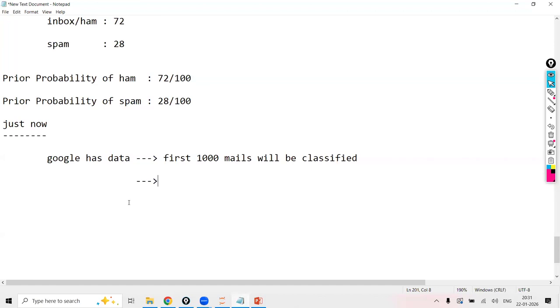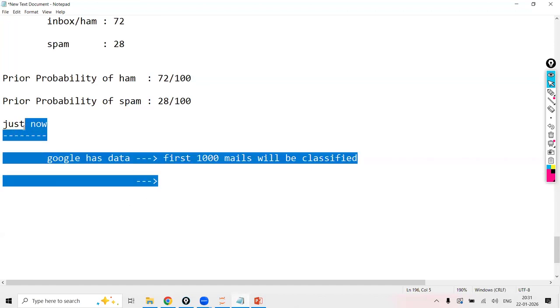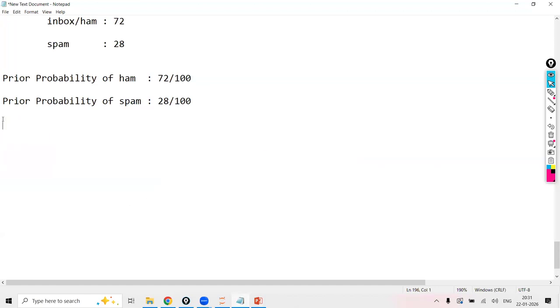Done. We'll continue from here in tomorrow's class. If anyone has any questions in the Naive-Bayes theorem, please ask.